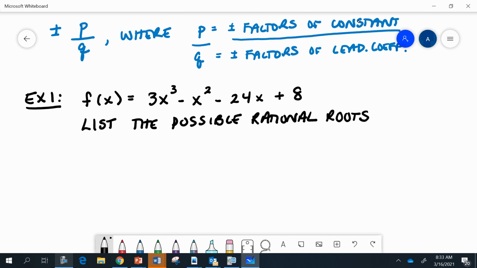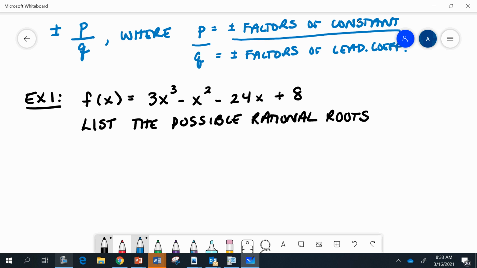We don't want to divide by an imaginary. We want to divide by nice whole numbers, positive or negative, and then we can also divide by fractions like 1/2, 2/3, stuff like that. But we don't want to have to divide by square root of 5 or 3i, so we're going to try to stick to the rational.